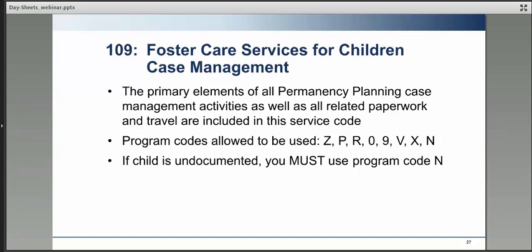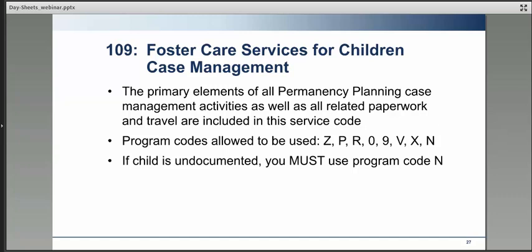Now we're going to move into 109, into the foster care side of the equation. So 109 is used for the primary elements of all the permanency planning, case management activities, again, as well as all paperwork and travel are included in the service code. So anything that you're doing essentially related to foster care and permanency planning fits under 109.